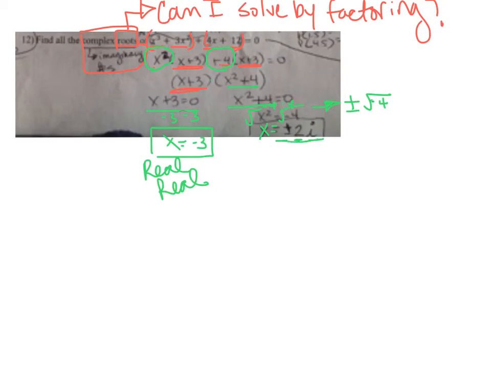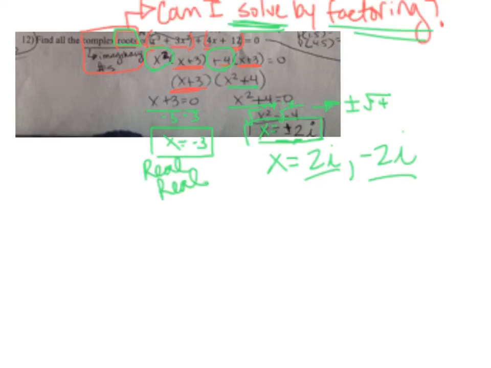So these are my complex roots. Keep in mind that this is 2i and negative 2i, because whenever you have a positive complex root, you have its conjugate, which is the negative root. So again, anytime you are told to find the roots, you are solving. So that should be your first inclination, and you should try solving by factoring.